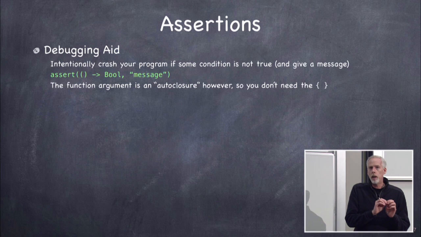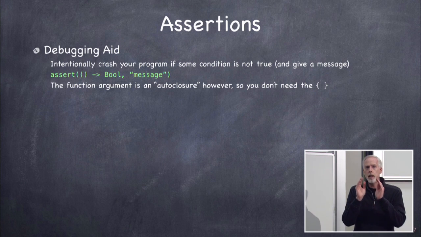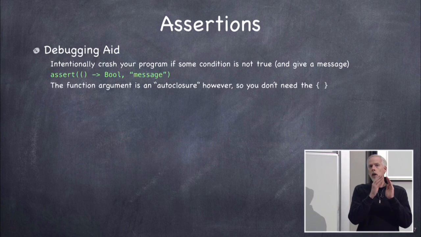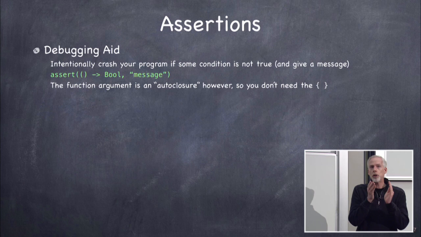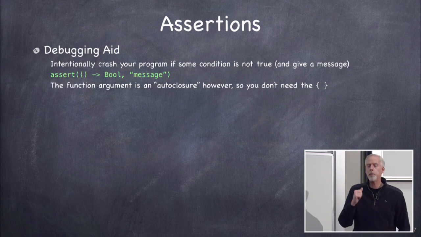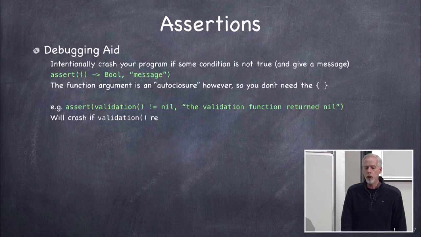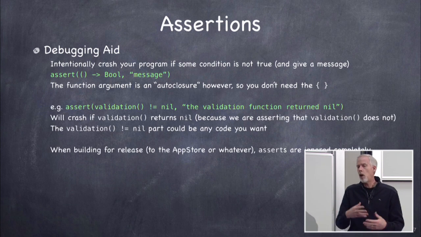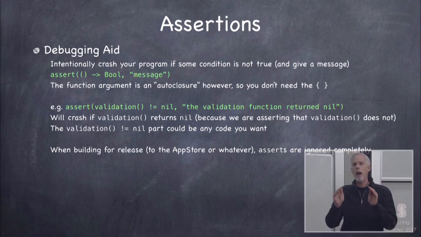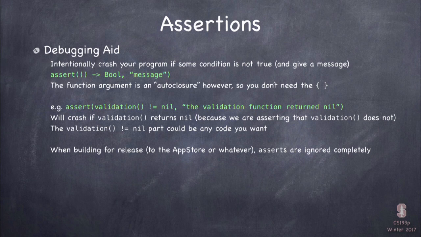Assertions are just a little Swift function that takes a closure as the first argument and a message as the second argument. All it does is it executes the closure. If that returns true, it does not crash your program. If it returns false, it crashes your program and prints that message out. Okay? So you could put in some validation call or whatever. This line of code will not even execute in the version of your app that you ship on the App Store. Okay? When you build the app for release, the asserts are completely ignored. It doesn't even execute the closure, let alone crash. It just ignores them. So this is a debugging thing only.